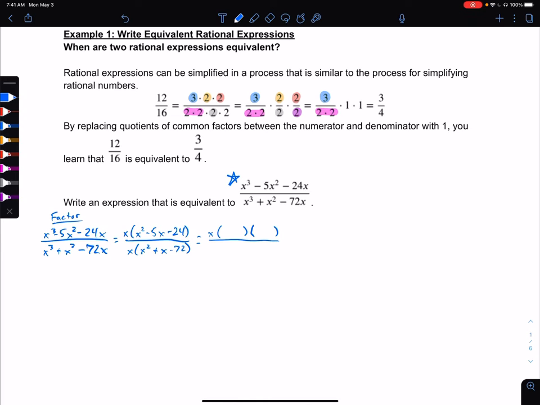Effectively, what we're looking for is factors of negative 24 that add up to negative 5. Those factors would give me x minus 8 and x plus 3, because negative 8 times 3 is negative 24, and negative 8 plus 3 is negative 5. In the denominator, I'm looking to do the same thing. I need factors of negative 72 that add up to a positive 1. In that case, I'd have x minus 8 and x plus 9.